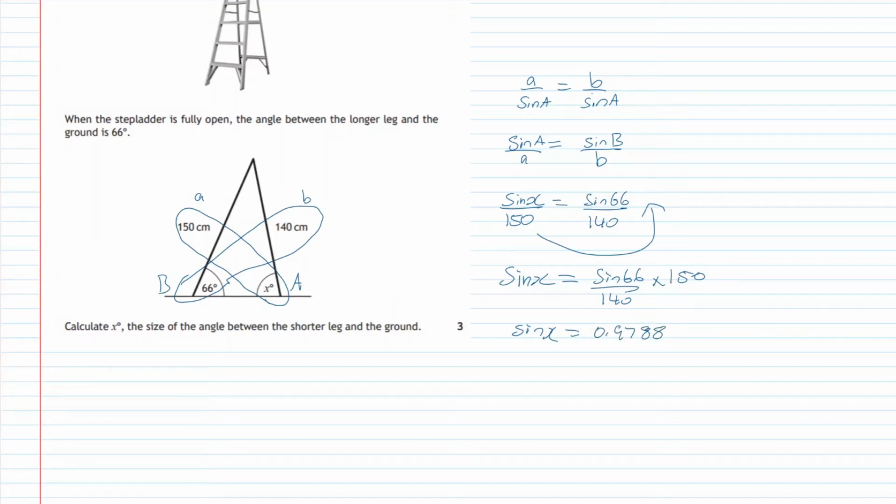0.9788, and I'll keep lots of decimal places in because we're not quite finished with the question yet, because we don't want sine x, we want x. So to find x, I take the inverse sine of the answer we've got above, 0.9788. You pop that in your calculator, it comes out to be 78.2 degrees. So that was a standard 3-mark sine rule question. Let's move on.